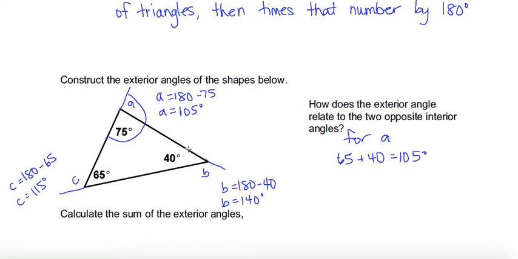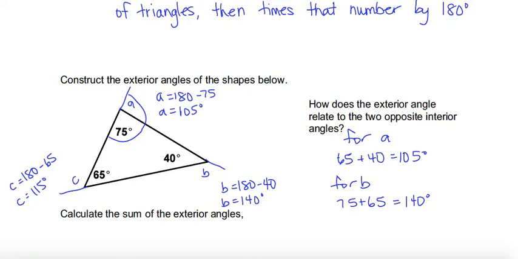Does that work for all of them? Let's take a look. So let's do B. The opposite interior angles are 75 and 65. And if I add those together, I get 140 degrees. Look at that. So the same thing would work for C, trust me. So what does that mean? It means that the two opposite interior angles will add to the same as the exterior angle, so that's important to know.